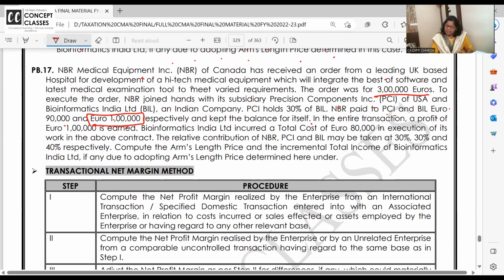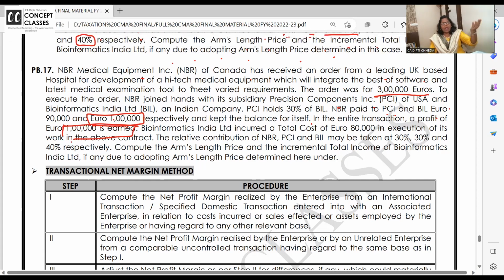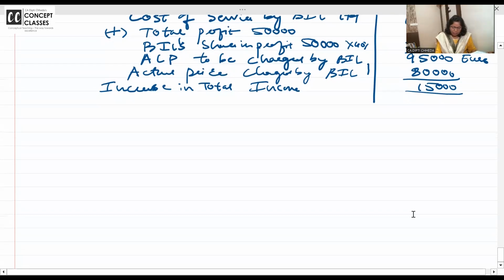In the entire transaction, a profit of 1 lakh हुआ था. Profit भी 1 lakh हुआ था total. हमने तो 1 lakh charge किया. BIL has charged 1 lakh, but the overall profit is also 1 lakh. And our cost is 80,000. And total profit can be split in this ratio 30, 30, 40. तो BIL का रेशियो कितना है? 40. तो टोटल प्रॉफिट स्प्लिट कर लो और कॉस्ट आपको दिया है arm's length price and exactly same question. So 17th problem in your notebook, very fast now.